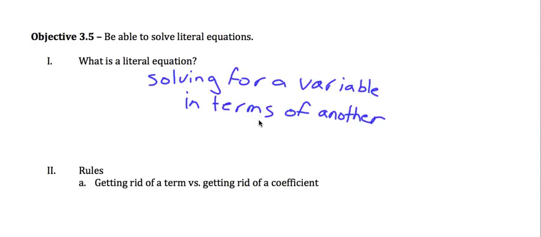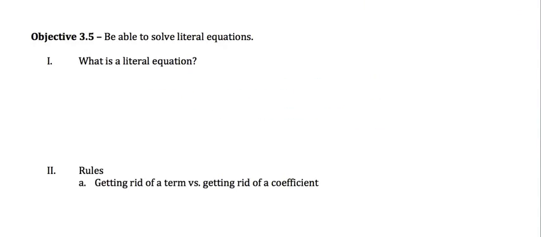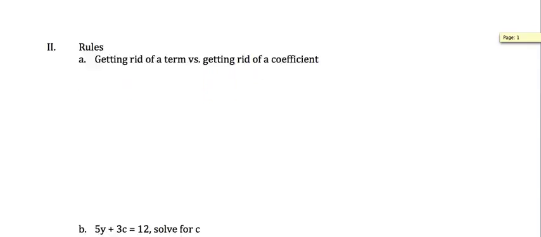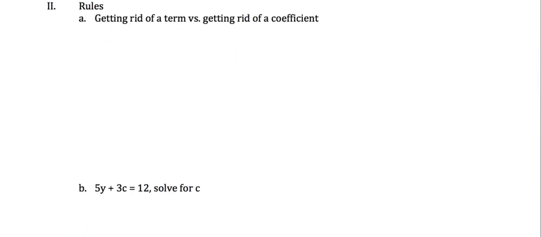You're actually still just trying to solve for one of them specifically, but the difference is that there are going to be variables in your answer. So let's look at some specific examples, and hopefully you'll get the idea. First thing we need to cover is getting rid of a term versus getting rid of a coefficient. If we understand that terminology, it'll be very helpful.